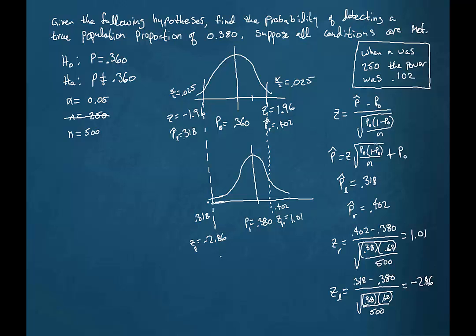Now, if we look those up in a table or use a utility like the TI-83 or 84 calculator or StatCrunch or something similar, what we'll find is an area here of 0.156 and an area here of 0.002. So the power will be the sum of those two values, 0.156 plus 0.002. So this turns out to be 0.158.